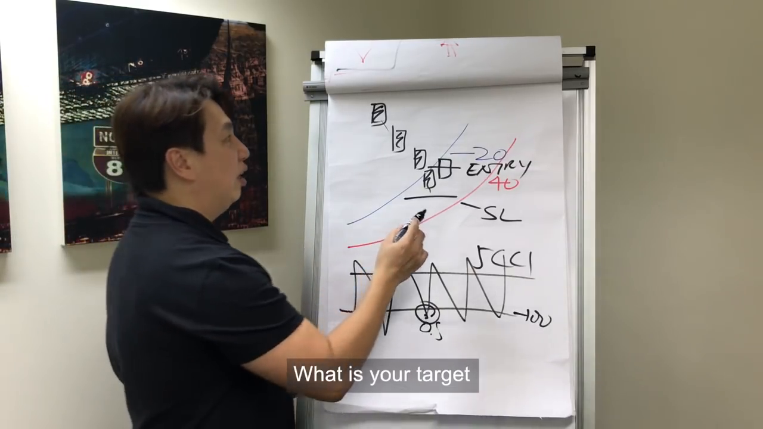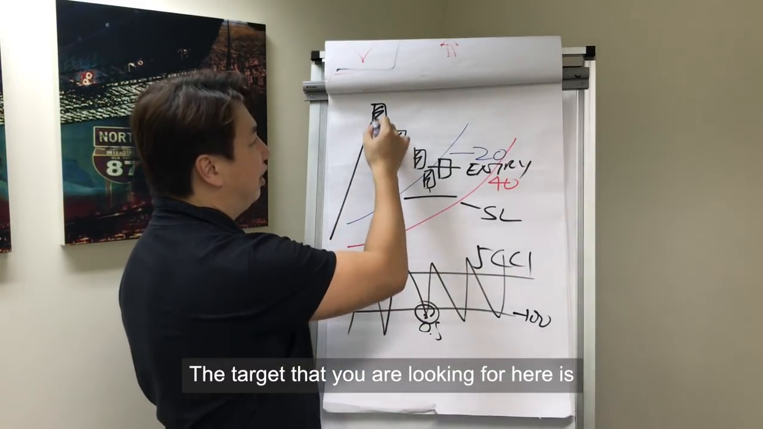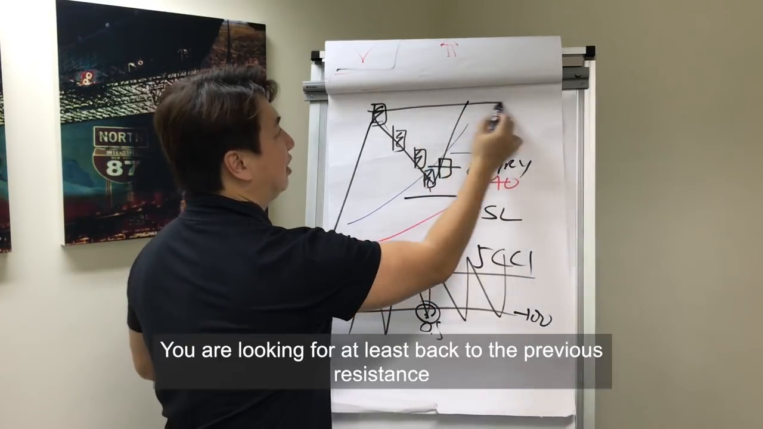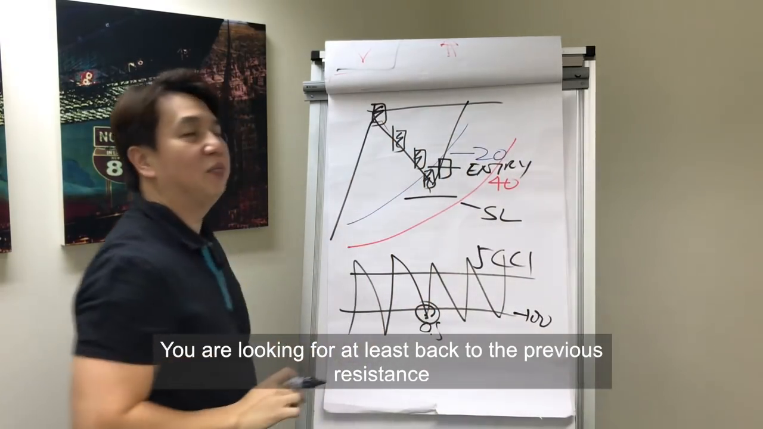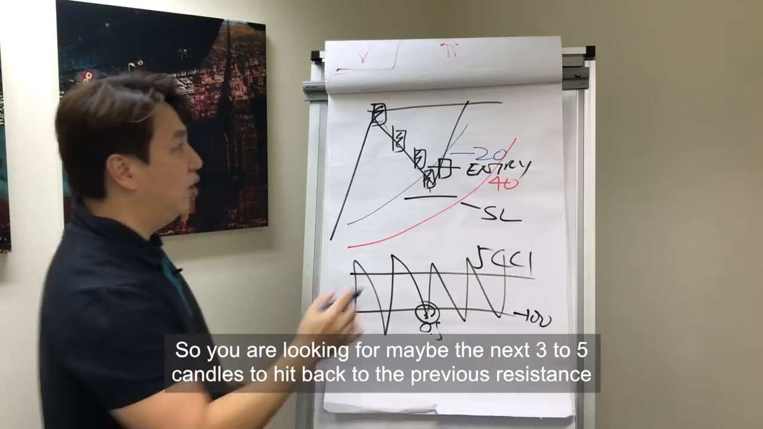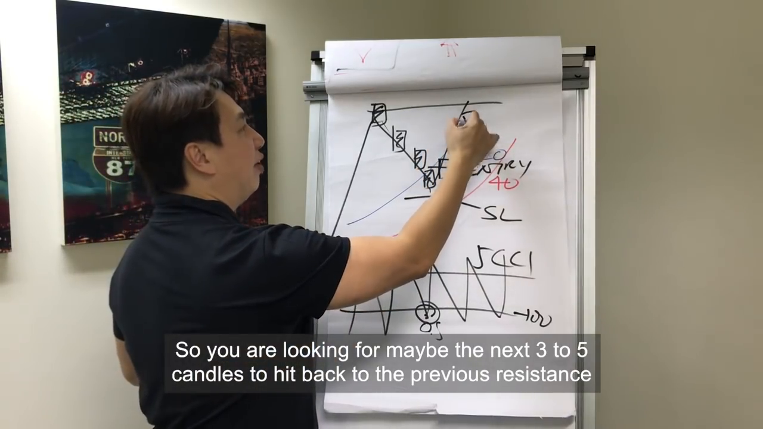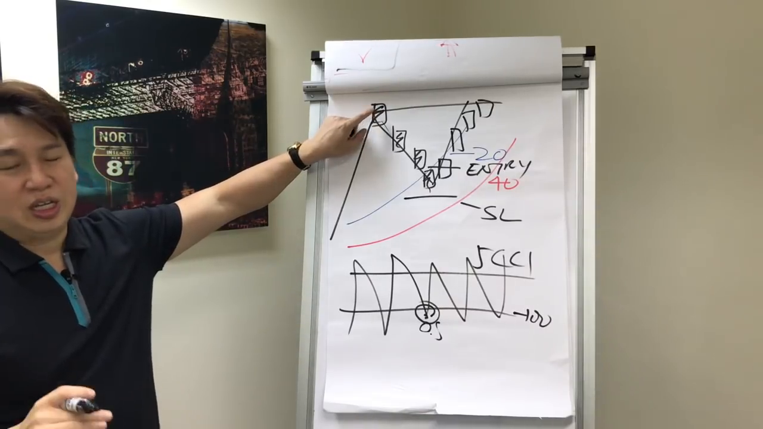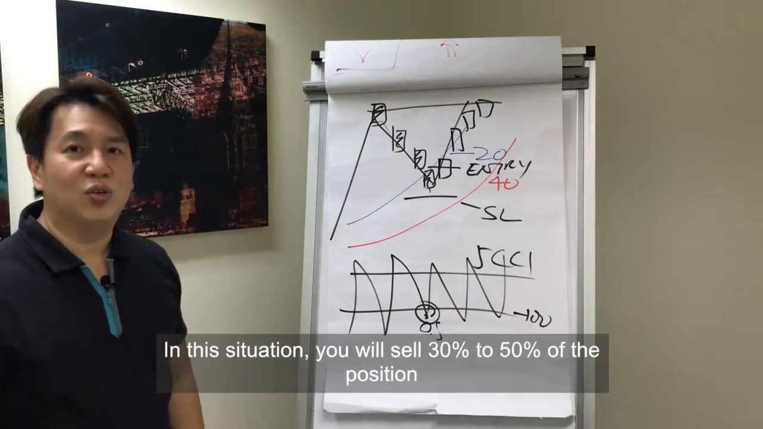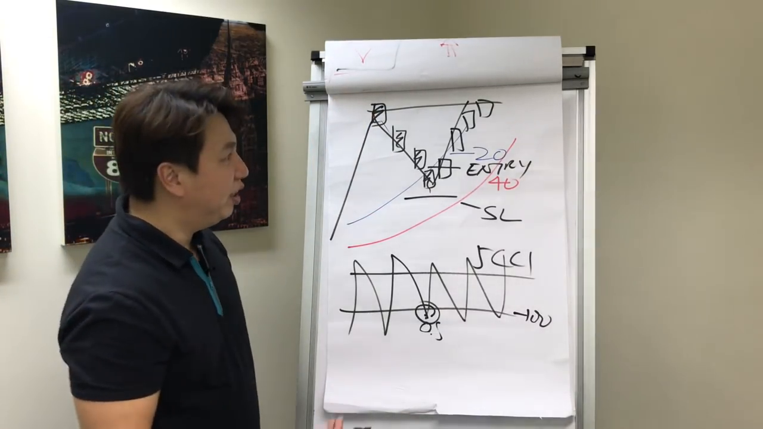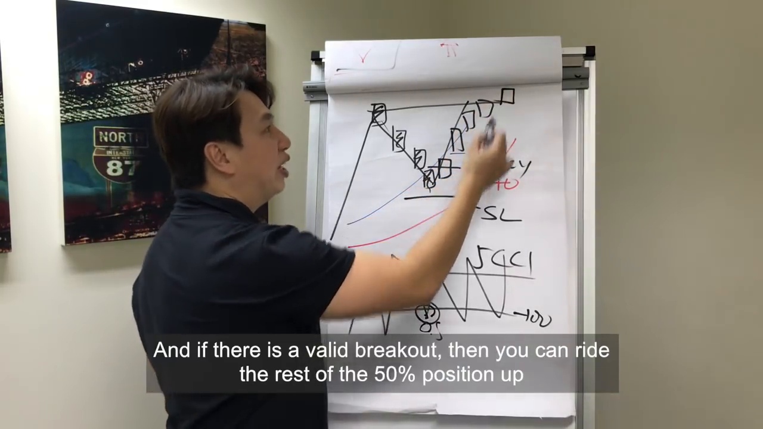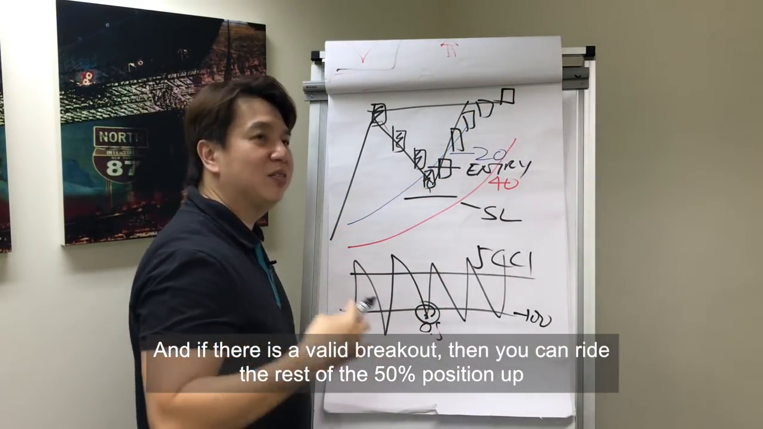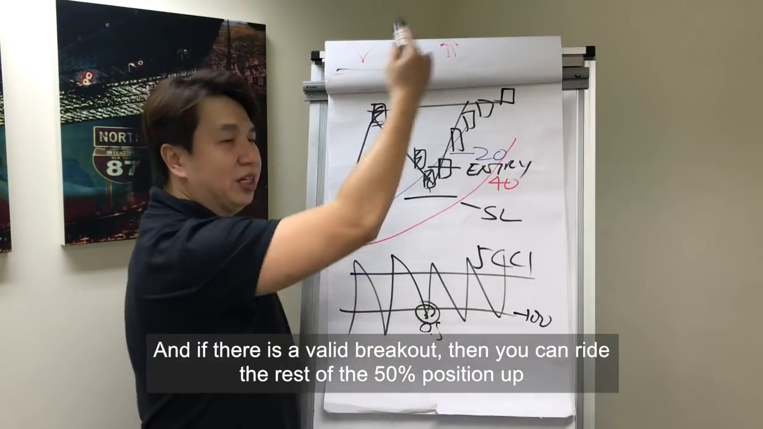What is a target? The target you are looking for here is at least back to the previous resistance. So you are looking for maybe the next 3 to 5 candles to hit back to the previous resistance. In this situation, you will sell 30 to 50% of the position. And if there's a valid breakout, then you can ride the rest of the 50% position up.